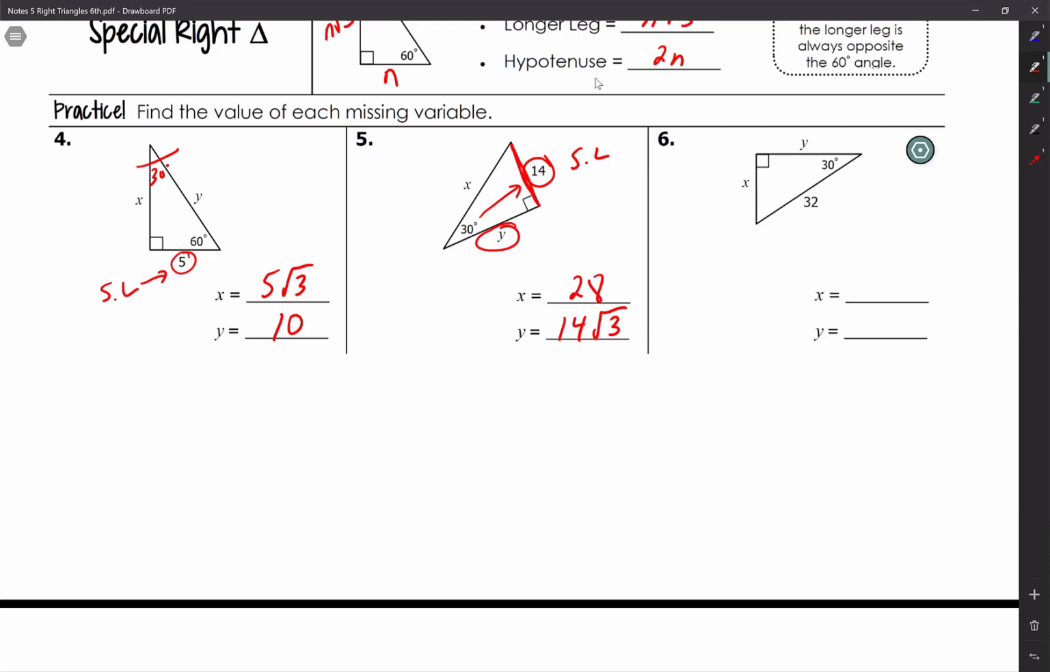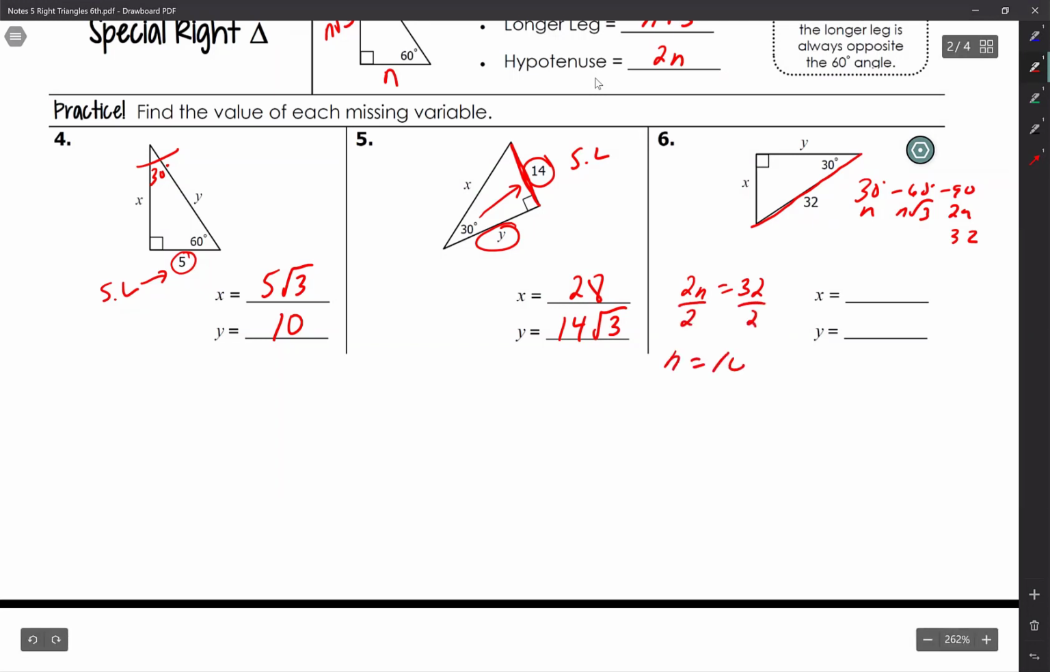Pretty straightforward, guys. This time they give you the hypotenuse. So knowing that, I guess I'll write the 30, 60, 90 right here. 30, 60, 90, and n, n square root of 3, 2n. So that 32 is like going down here. So it's like saying 2n equals 32. You want to figure out the short leg. We're going to divide by 2 both sides. Divide by 2, divide by 2. So my short leg is 16, which happens to be the x. And then to get the y, you just multiply that sucker by square root of 3. So 16 times square root of 3, and you are done.